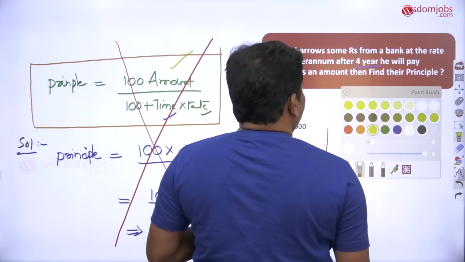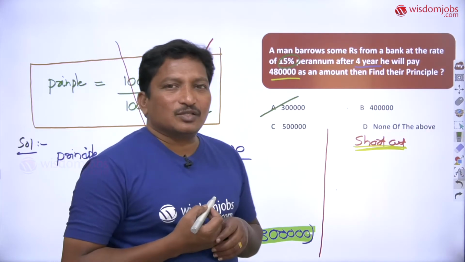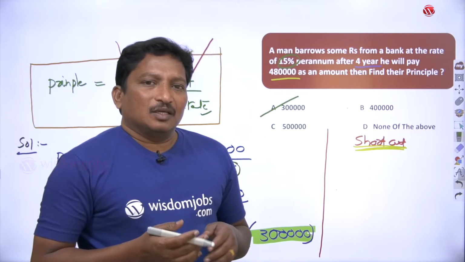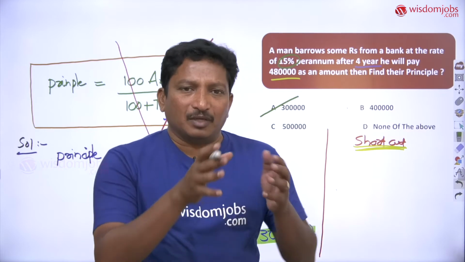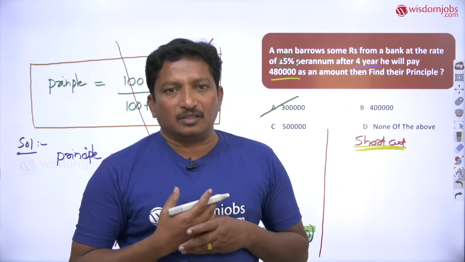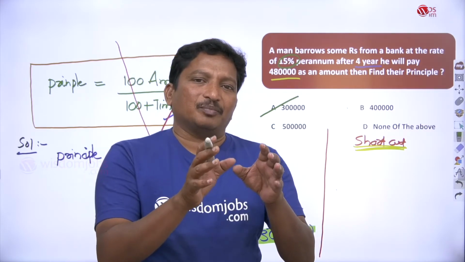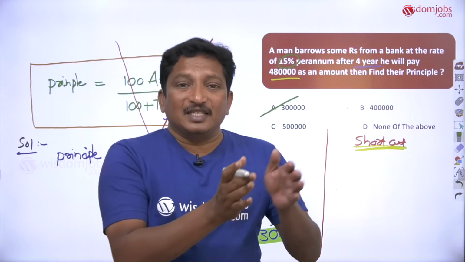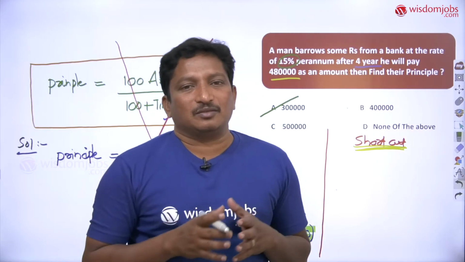In the question you have to find, dear students, in the shortcut approach, the principal value. Dear students, what is the meaning of principal? If you invest some rupees in a bank, or if you are a lender and you give some rupees to another person at the rate of some percent per annum, after some years you will pay the interest plus the initial amount, dear students.